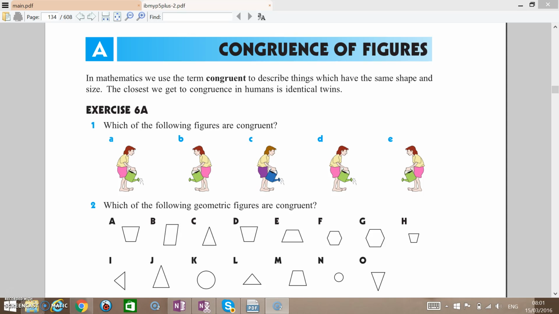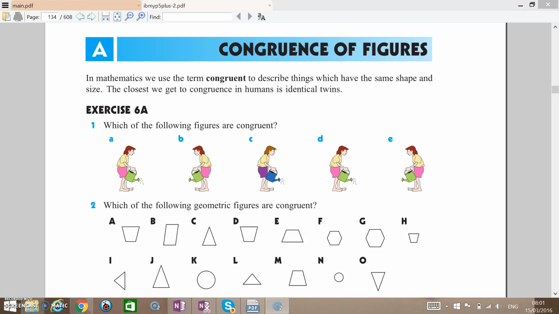So if shapes are congruent, they are the same shape and size. Now, it's pretty easy actually to identify shapes that are congruent. A and B, yeah, they're congruent, they're the same shape and size, except for the little spouts on the watering can, so actually they're not the same shape and size.